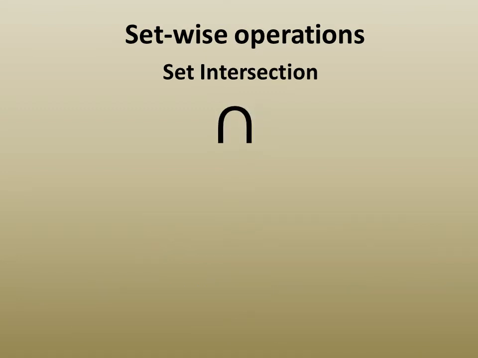The intersection of two sets A and B is a set containing all the elements that are in both A and B. We denote this using this symbol and placing it between the sets. To use the previous example, the intersection of A and B is a singleton containing 2.